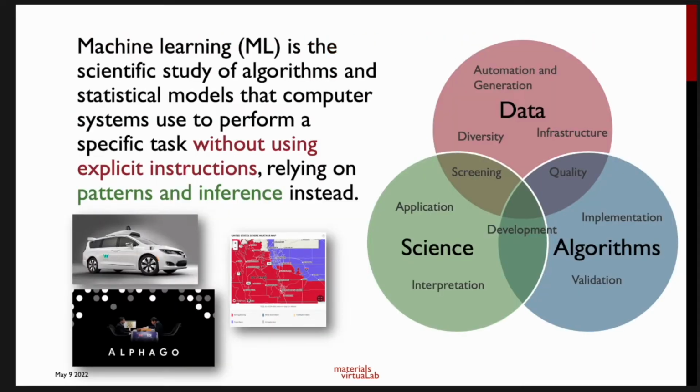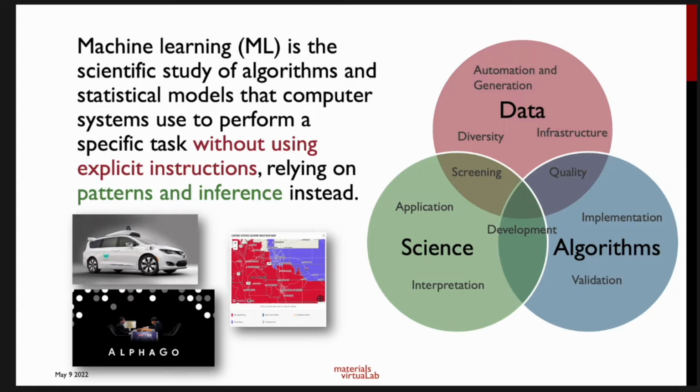So what is machine learning? Machine learning is basically the scientific study of algorithms that use a computer to perform a task without explicit instructions, but rather using patterns and inference. As many of you may well know, machine learning is, of course, a very hot topic today. When we talk about self-driving cars or playing the game of Go or predicting the weather, all these things rely on machine learning.